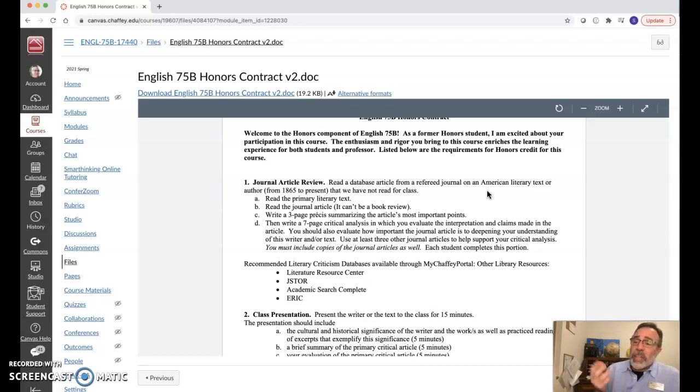Now, once you find that text, you're going to research a database article. And I recommend you go from these different databases in my Chaffey portal through our databases. The Literature Resource Center is good, and JSTOR is also really good. Those are really your top 2 options. But you can still find other good stuff in Academic Search Complete and also in ERIC. I think we still have ERIC. I'm not sure.